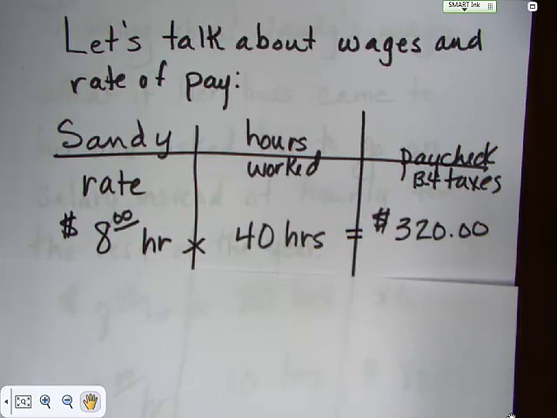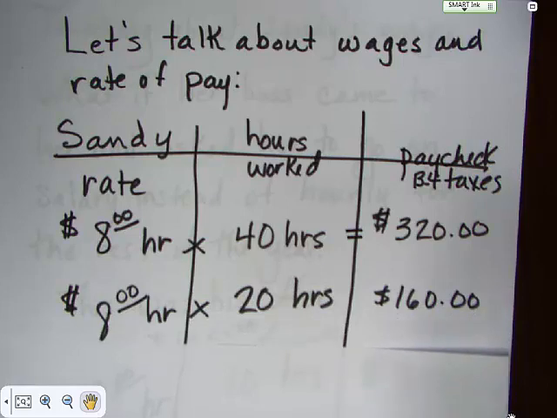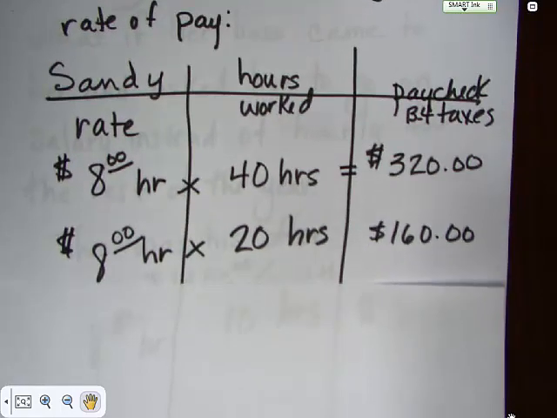Okay, rate of pay times hours is going to equal her total paycheck. Now, how about a week when she only works 20 hours? Then it would be $8 an hour times 20, which is $160.